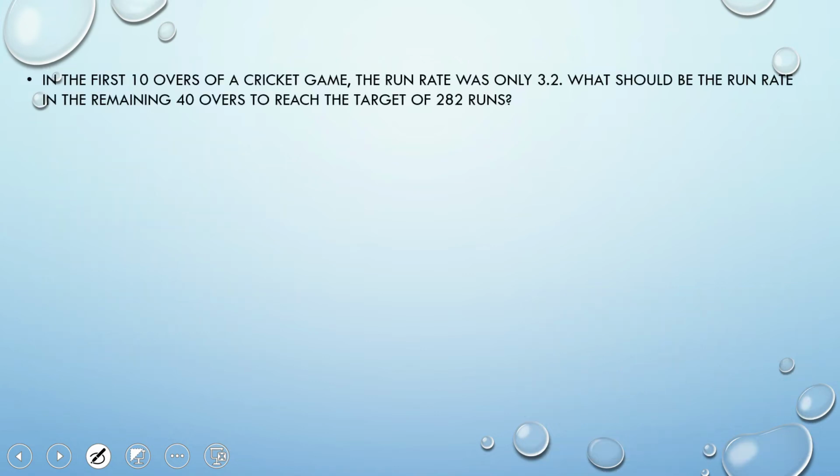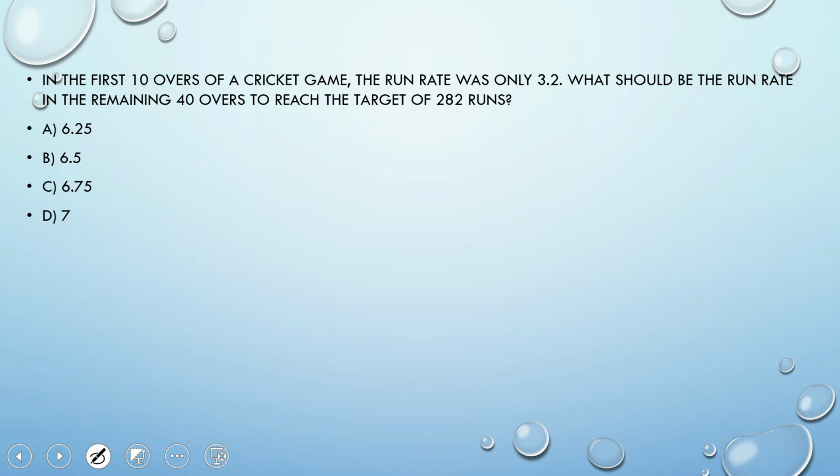We have another question. In the first 10 overs of a cricket game, the run rate was only 3.2. What should be the run rate in the remaining 40 overs to reach the target of 282 runs? We have option A 6.25, option B 6.5, option C 6.75, and option D 7.